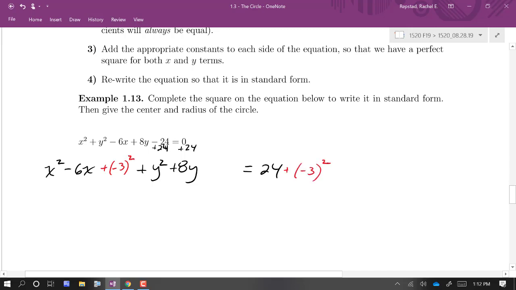You might wonder, why don't I just say plus 9 plus 9? And you're certainly welcome to do that. I like to write it this way because it kind of helps me remember what I'm going to do in the next line. Let's do the y's now. So 4 squared.